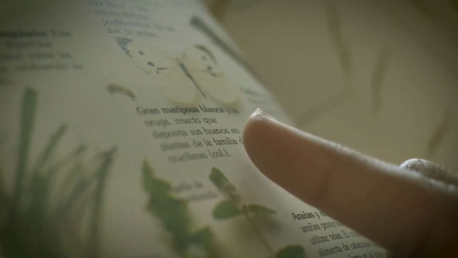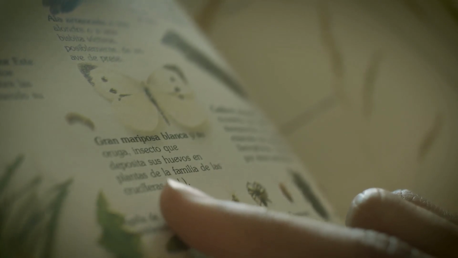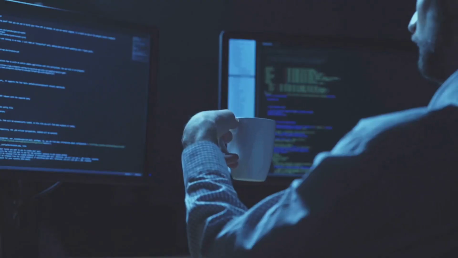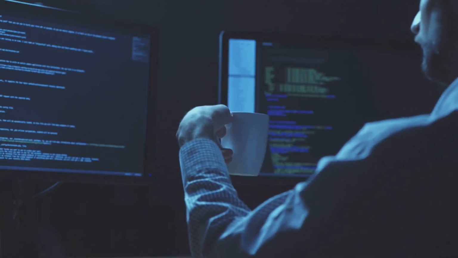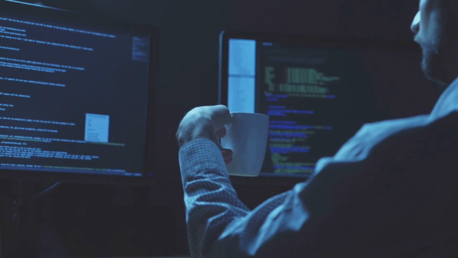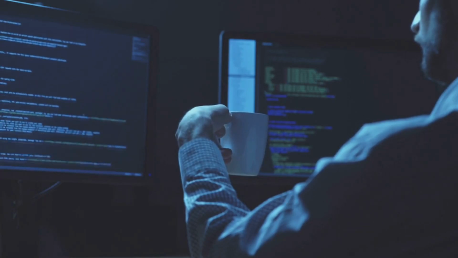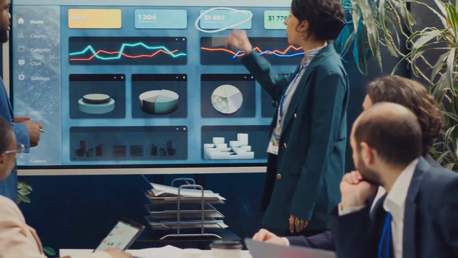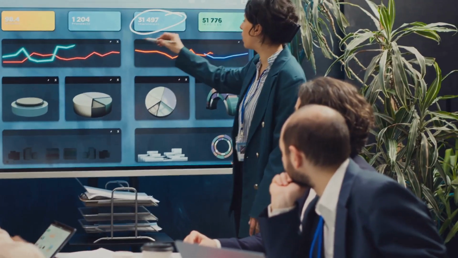Section 9. Conclusion. Embracing the elegance of dynamic programming. Dynamic programming, with its elegant approach to problem solving, has become an indispensable tool in our modern world. From optimizing algorithms to making strategic business decisions, its impact is felt across countless domains.